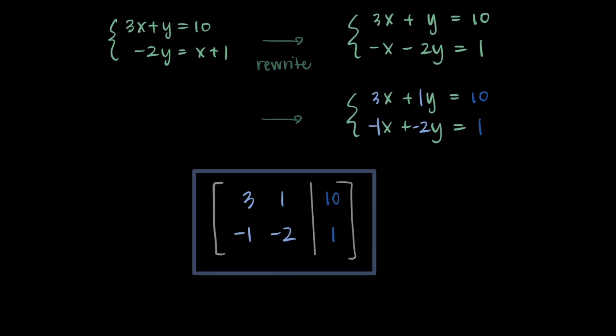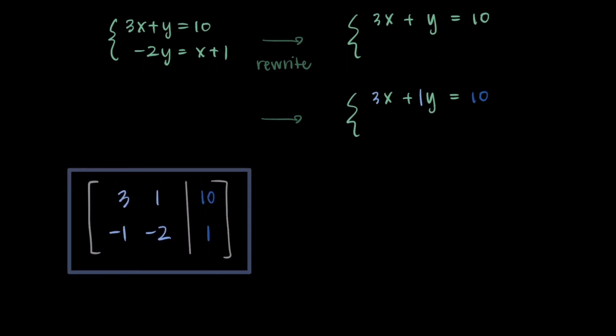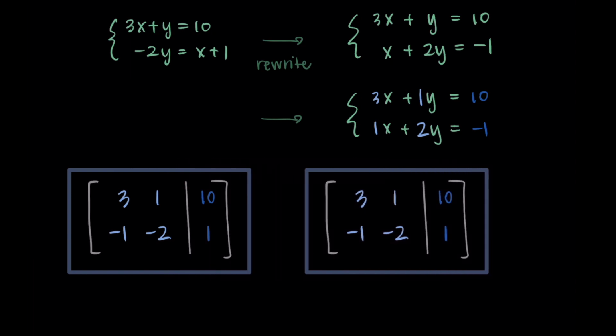However, I want to point out one more thing before we move on. So augmented matrices, there isn't always just one solution. So depending on how we rewrote things in the very beginning, your matrix might look a little different. So instead of the steps we took, let's imagine that we had rewritten things a little differently. And let's say we had ended up with x plus 2y equals negative 1. Then when we went to write our coefficients, we would have 1x plus 2y equals negative 1.